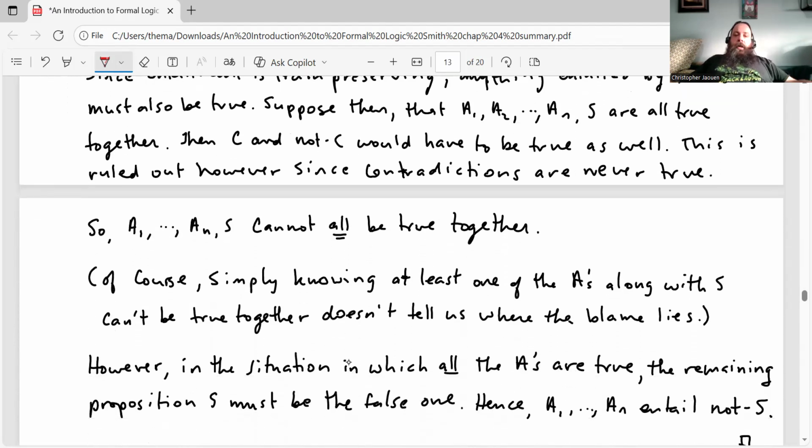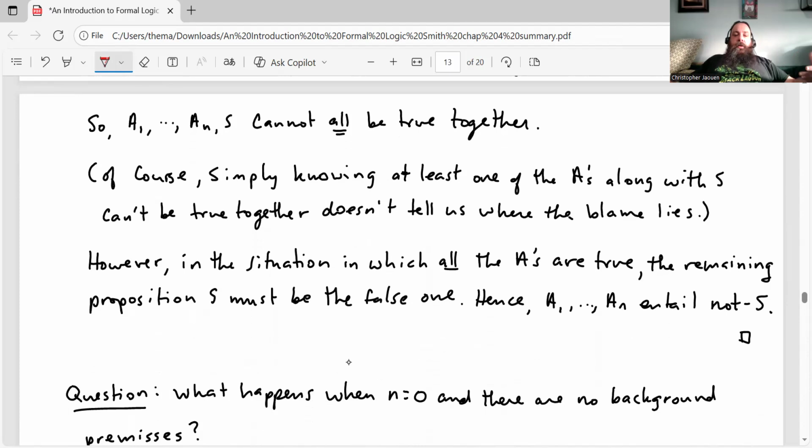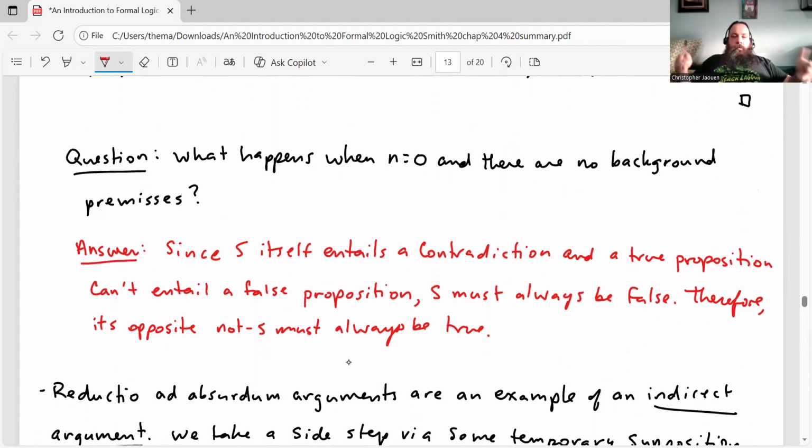Of course, simply knowing that at least one of the A's along with S can't be true together doesn't tell us where the blame lies. However, in the situation in which all the A's are true, the only thing left that can be false would be S. So proposition S must be the false one, hence A1 through An entail not S. And then he actually asks a question here. What happens when n equals 0 and there are no background premises? This is my answer. This is not in the chapter itself. Since S itself entails a contradiction and a true proposition can't entail a false proposition, S must always be false. Therefore, its opposite, not S, must always be true.